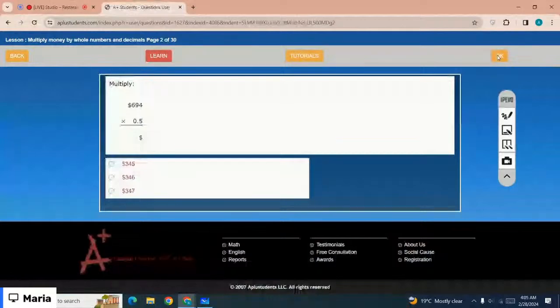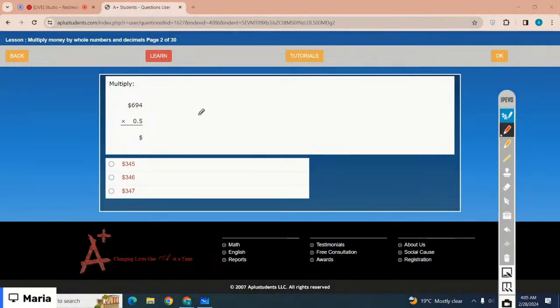The next one is 694 times 0.5. So which is the correct option? When you work with decimals, you have to look for the decimal point also, right? For the second number, you have only one decimal place. So first multiply them without the decimal. Just do 694 times 5, right? 5 times 4 is 20, 0 and 2 carry. 5 times 9 is 45 and 2 is 47, 7 and 4 carry. 5 times 6 is 30 and 4 is 34, right?